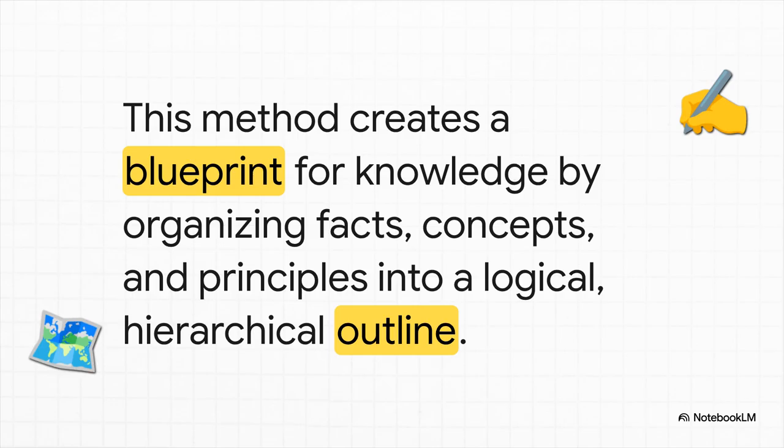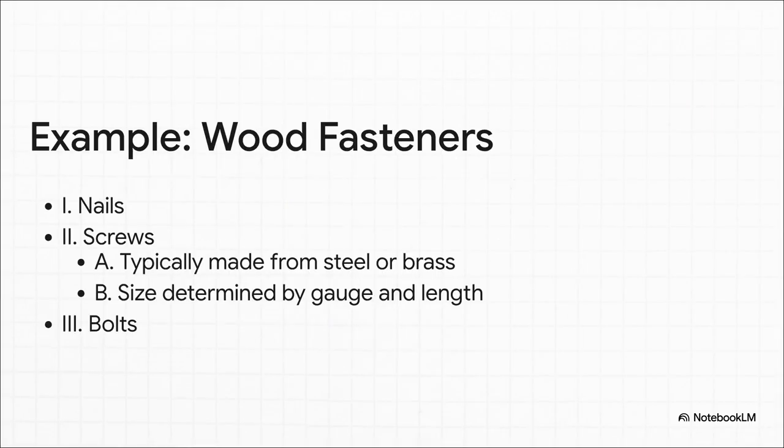First up, we've got topic analysis. The best way to think about this tool is like creating a blueprint for knowledge. It helps you organize all the facts, concepts, and principles into a logical outline, so you can see exactly how everything fits together. For example, let's take wood fasteners. You wouldn't just make a random list, right? No, with topic analysis, you build a structure. You'd have your main categories like nails, screws, and bolts. Then, under screws, you'd start layering in more details, like facts about their materials or principles about how size is determined. All of a sudden, you have a clear, organized map of the subject.